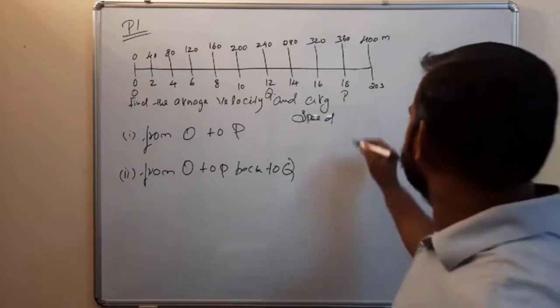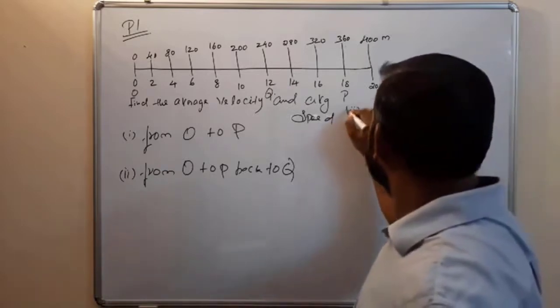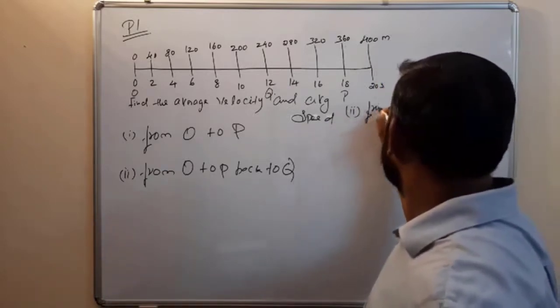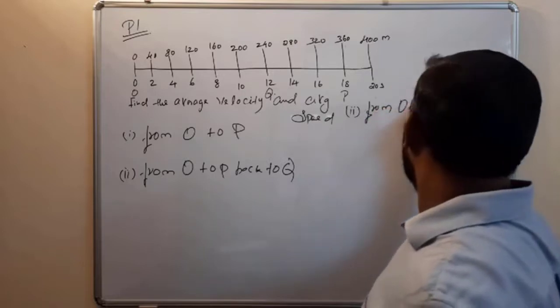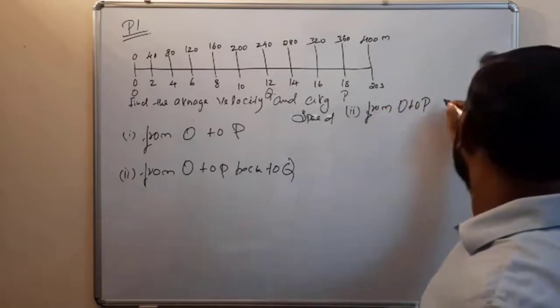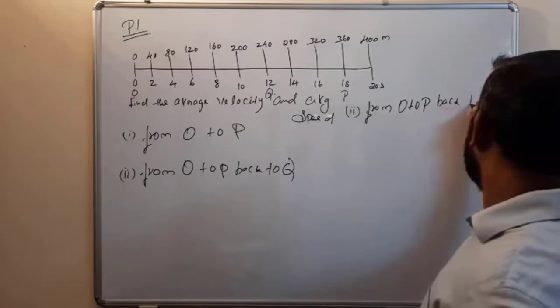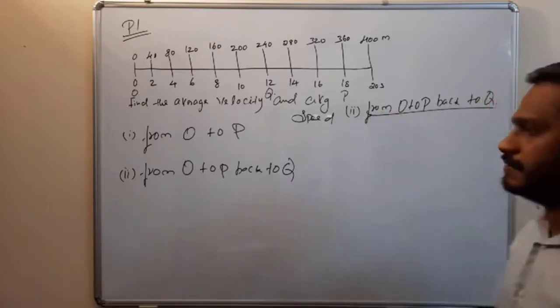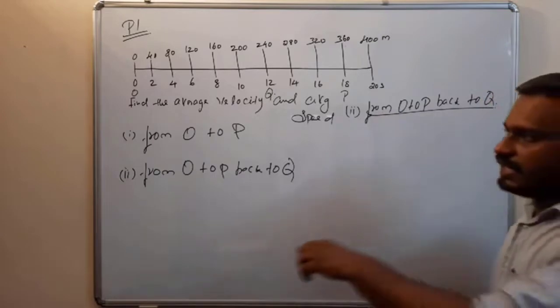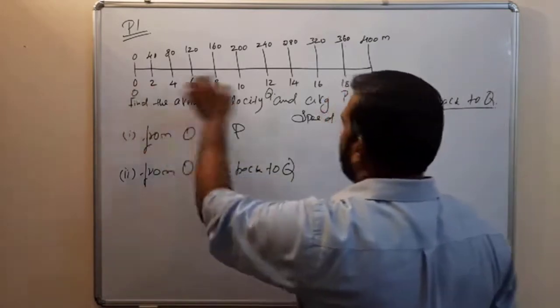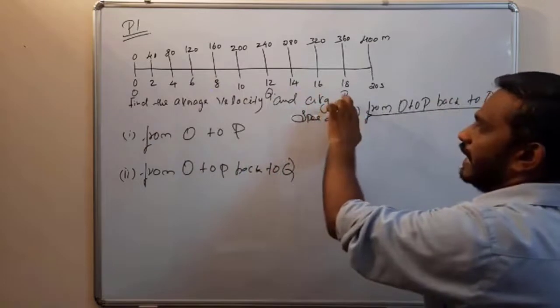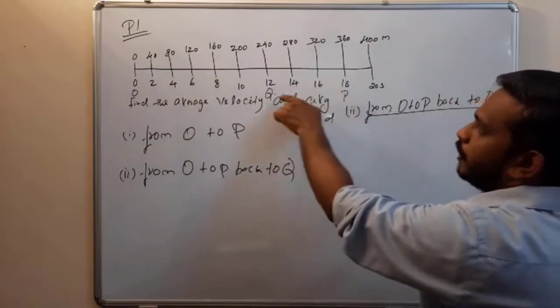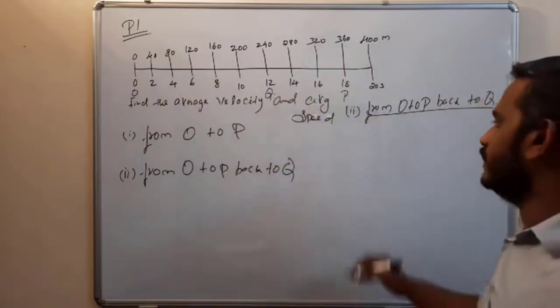Then case 2, from O to P, back to Q. The car starts the journey from this point O and it reaches the point P and again it goes back to the point Q.